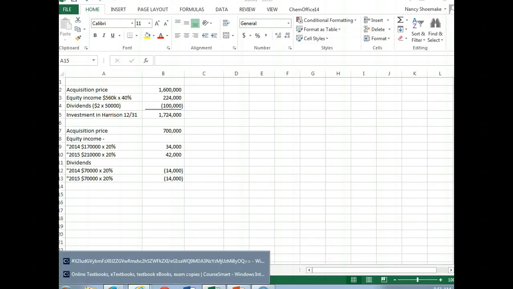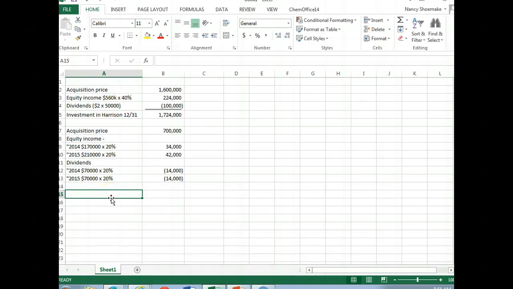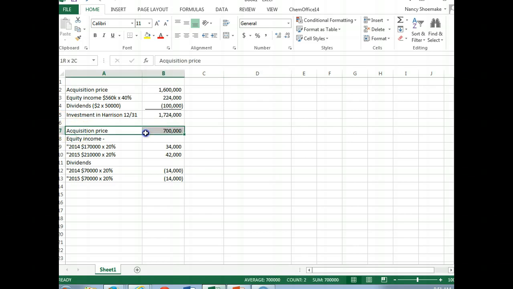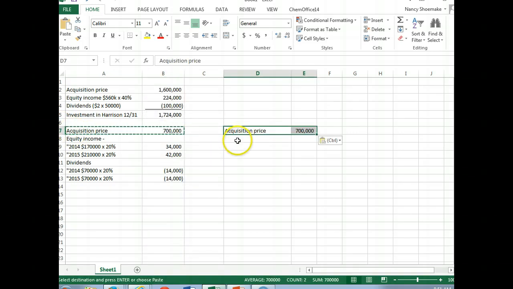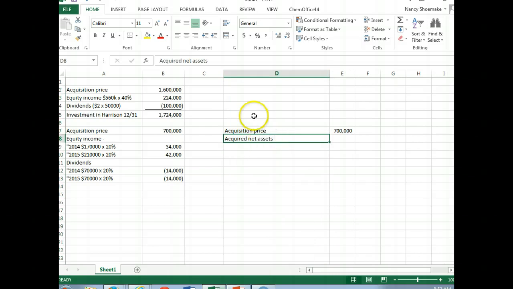Okay, let me go back here. So they bought it for 700,000. The assets were at 3.9, the liabilities were at 900,000. So a net asset of 3 million. Okay? So what we're going to do is, let me just do this over on the side here. We purchased it for 700,000, didn't we? Yes. Okay? We acquired 20% of 3 million. Okay? So, acquired net assets are going to be 20% of 3 million.